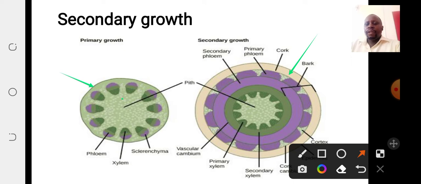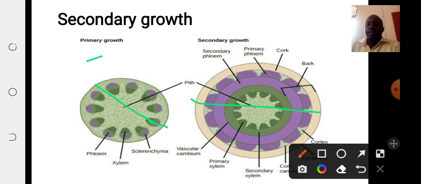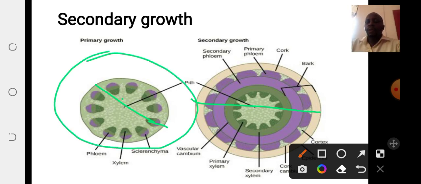Probably you might have said that the first diagram here is small, while this one here is large, in that the diameter, this one from here to here, is actually large compared to here to here. This is because our first diagram here has undergone what we call secondary growth.